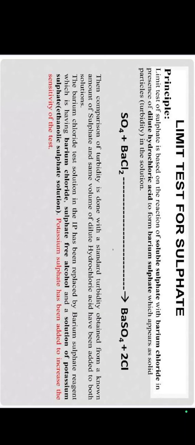The limit test of sulphate is based on the reaction of soluble sulphate with barium chloride in the presence of dilute hydrochloric acid to produce barium sulphate, which appears as solid particles or turbidity in the solution. SO4 means soluble sulphate, BaCl2 means barium chloride. In the presence of dilute hydrochloric acid, BaSO4 is formed. BaSO4 means barium sulphate, and chlorine will be removed.